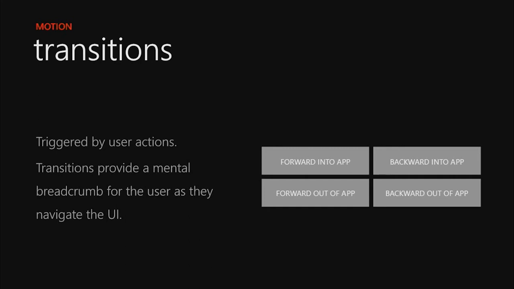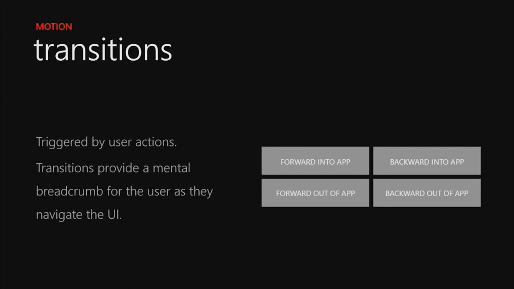Transitions provide a mental breadcrumb for the user as they navigate the UI, basically meaning when I hit that back button, I should go to the last point there was an animation. When I hit it again, I should go to the last animation. They're basically little stopgaps that the user can constantly rely on as the last place.